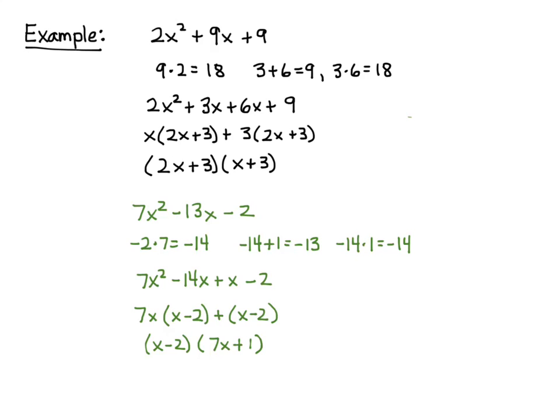Okay, so in either case, I made that table that I showed you at the beginning. But if you have a number that factors many different ways, sometimes that's helpful. But in this case, it doesn't take too much to figure out, okay, what are the factors of 9 that add to 9? Or in the second case, what are the factors of negative 14 that add to negative 13?